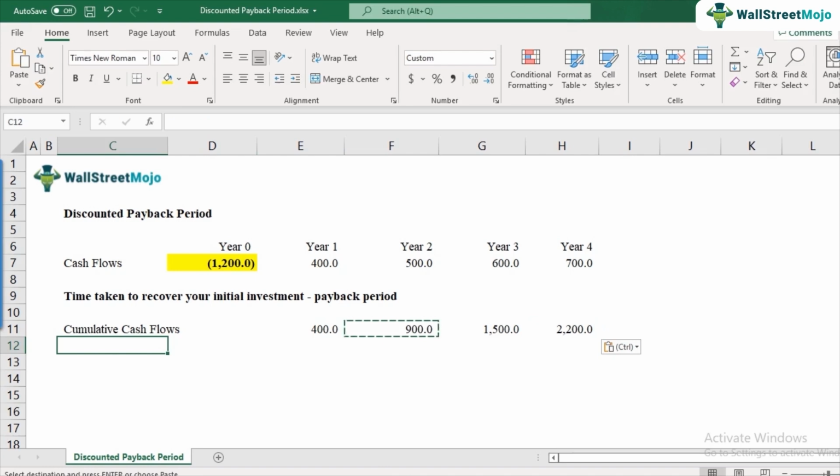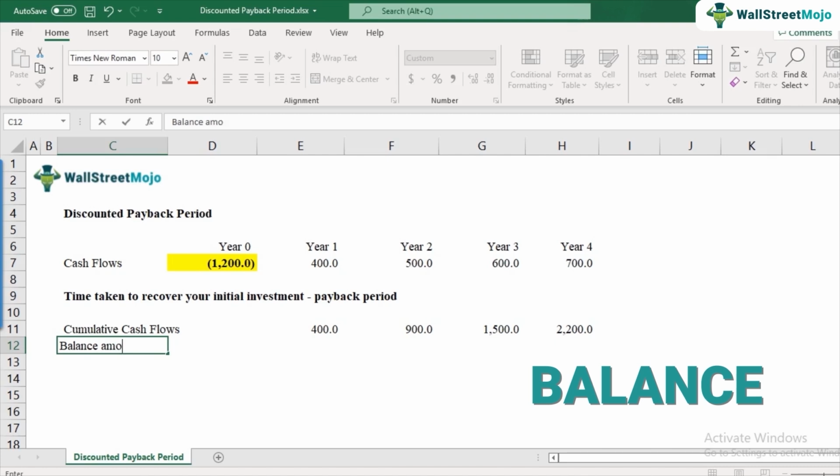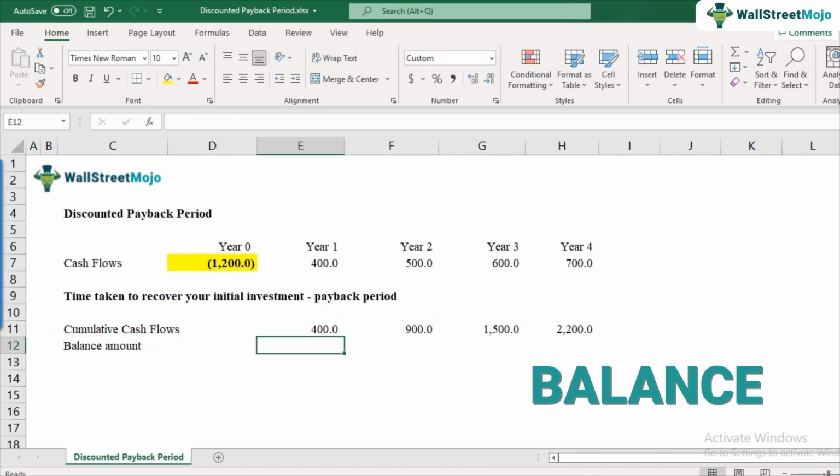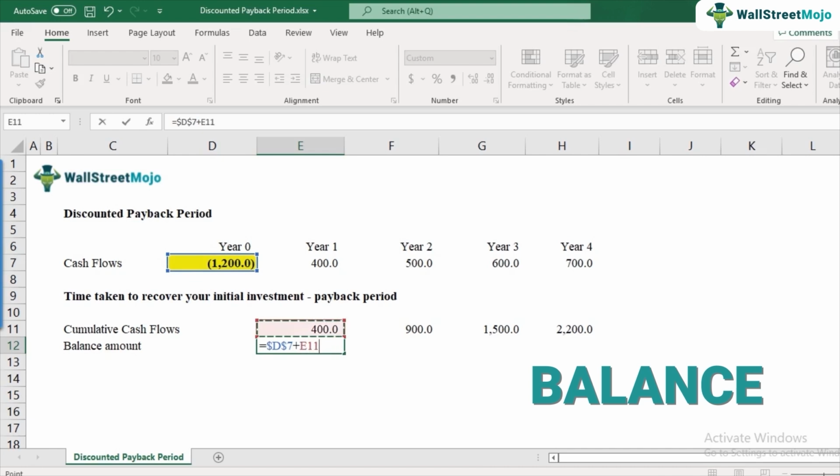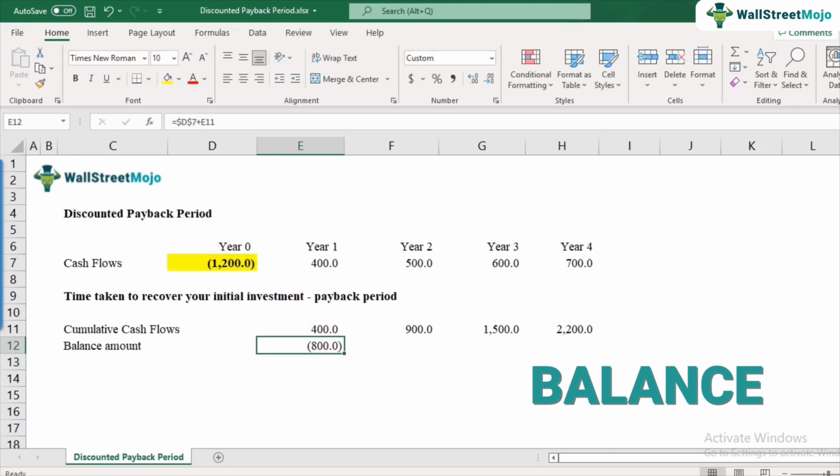Now, another thing that we need to know is the balance amount. What do we mean by balance amount? Balance amount is nothing but how much is still left to recover from our initial investment. So $1,200 was our initial investment and $400 is what we recovered. So the balance amount will be $800 to be recovered, correct? So that's what I'm putting in the formula: $1,200 minus my $400 as a recovery. So the balance of $800 is yet to be recovered.